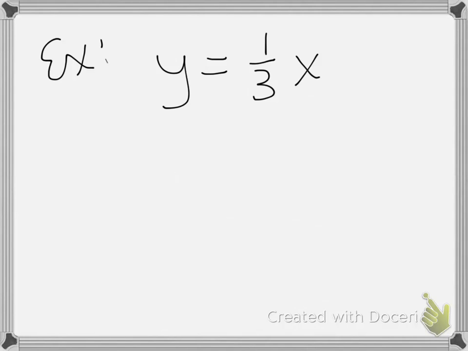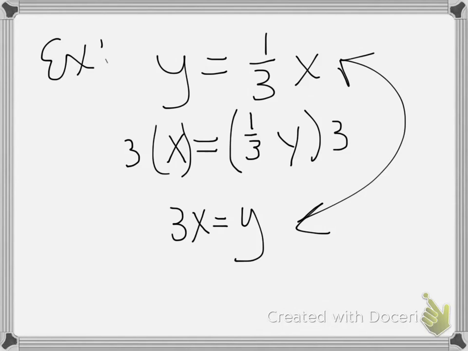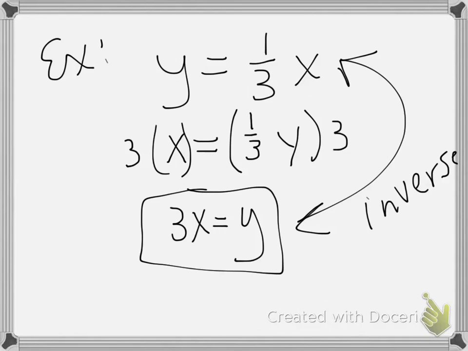y equals 1/3 x. So changing the x and the y, now x equals 1/3 y. I need to get y by itself, so I'm going to multiply both sides by 3. So I have 3x equals y, and now these two functions are inverses. That's it. That's all there is to solving an inverse function.